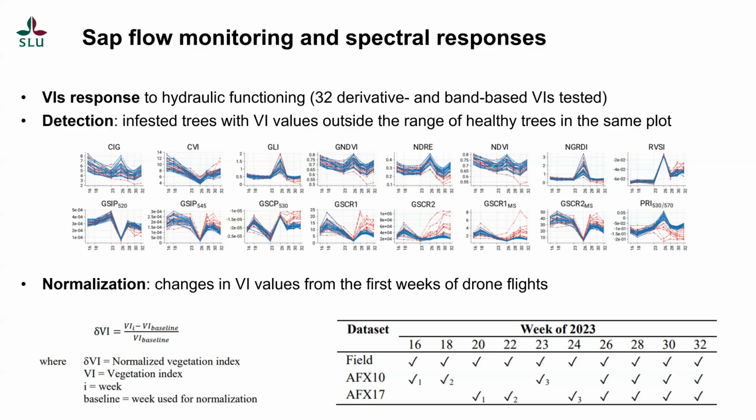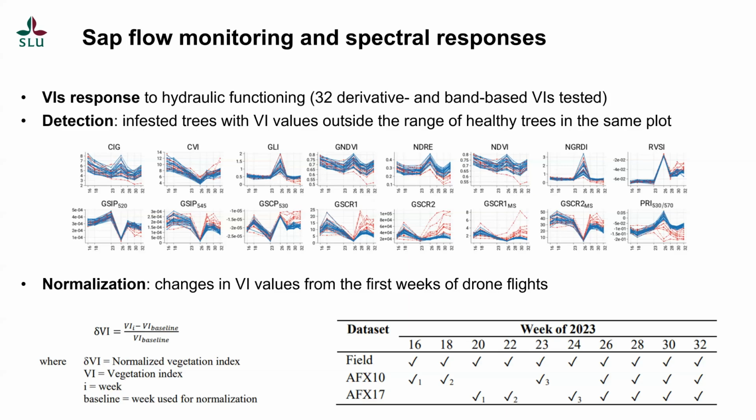And then besides using the original value of the VIs, we also tested if we calculate the changes that these values have from the first weeks of the data collection, if this could also improve the detection, because then we are seeing how much of the spectral change occurred. And for this, we calculated these normalized indices. So pretty much we take the value from a week and we see how much is the relative change to the value of the first week.